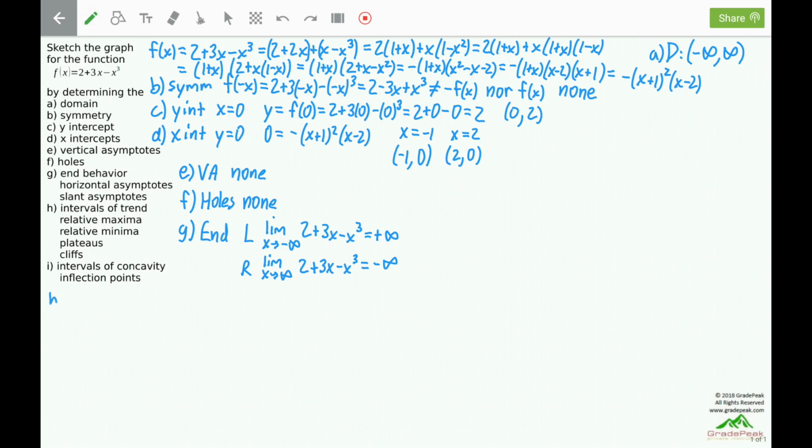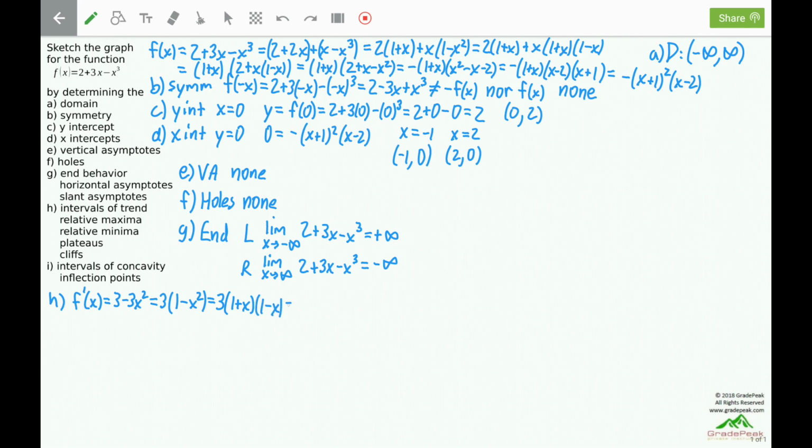For part H, we want to determine intervals of trend, relative maxima, relative minima, plateaus or cliffs. All of this involves the first derivative, f prime of x. The derivative of f of x will be 3 minus 3x squared. We will want to fully factor the first derivative. There's a common factor of 3. Factoring that out, we'll leave behind 1 minus x squared, which is a difference of squares and can factor further into 1 plus x and 1 minus x.